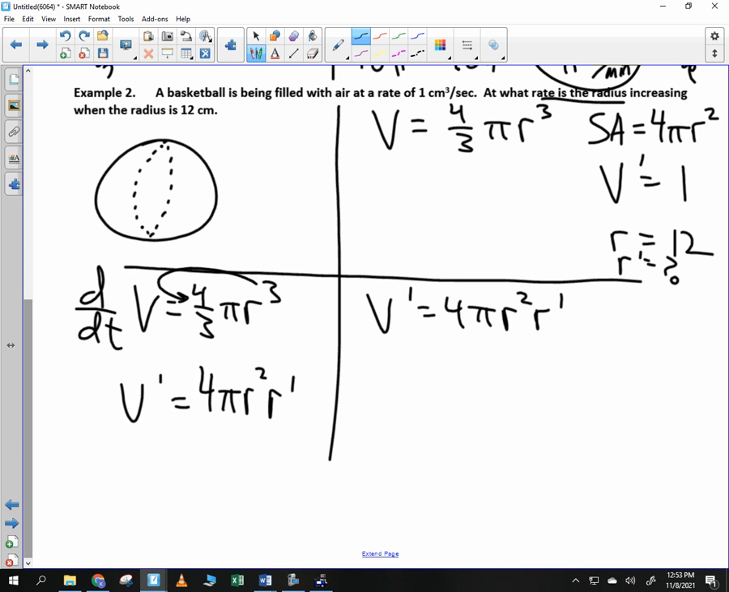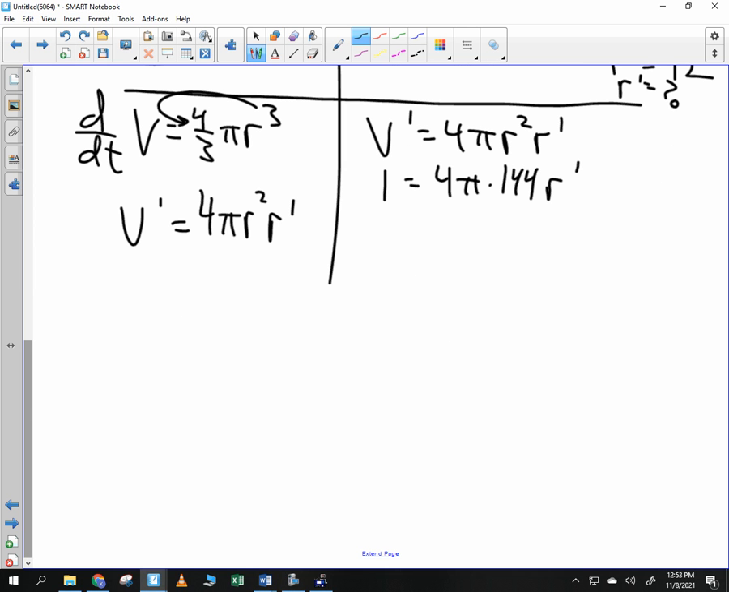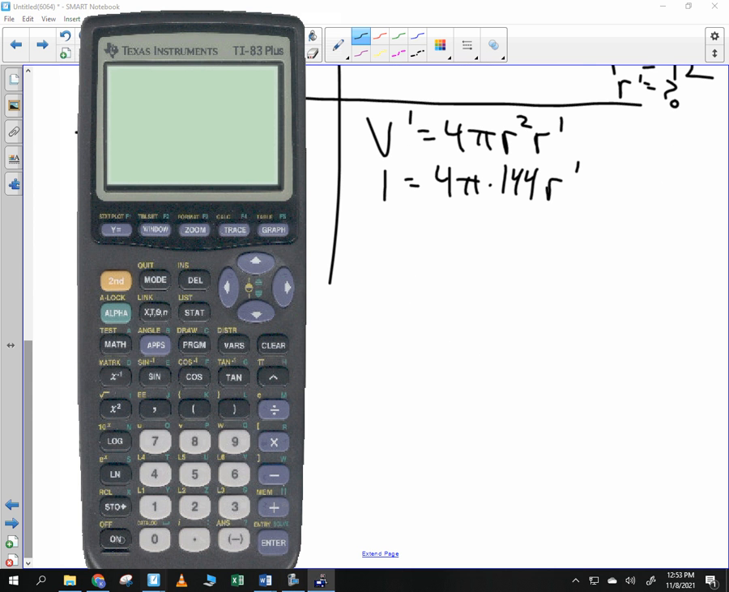Okay, V prime, I put in 1. It's equal to 4 pi times, what do you get if you square R? 144 R prime. Just going to do a little bit of work here. 4 times 144, it's 576. So we've got 1 over 576 pi is equal to R prime.